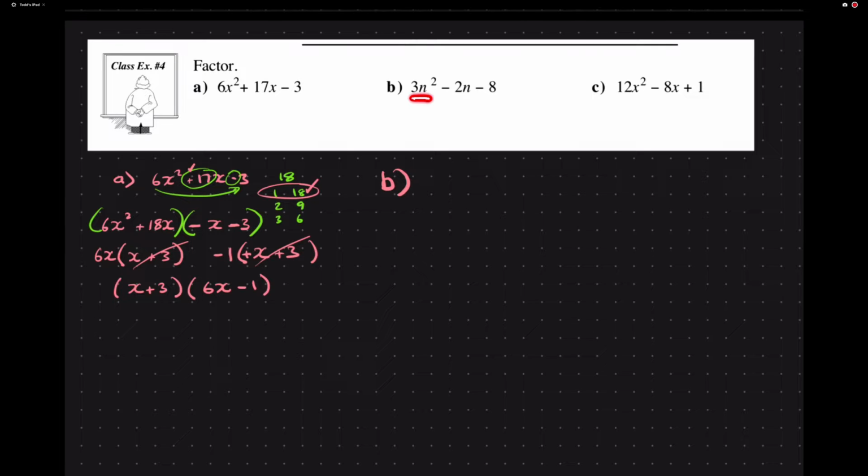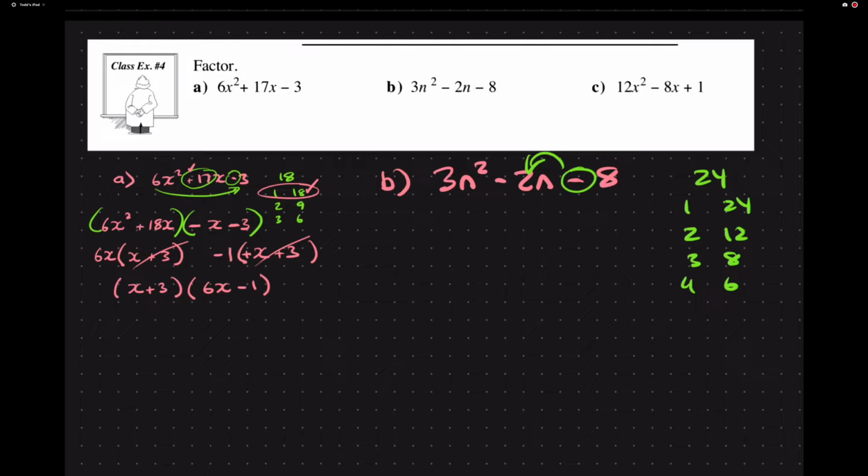Again, first term, second term, third term, nothing is common. The A, in this case, is a 3. It's not a 1, so I'm going to have to use this new format that we have. So we're starting off with 3n squared minus 2n minus 8. 3 times 8 is 24. That breaks down into 1 times 24, 2 times 12, 3 times 8, and 4 times 6. The numbers are going to subtract to give us 2, and the largest number will go with the minus sign.